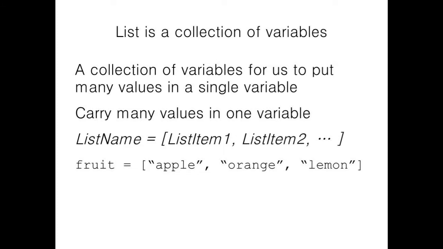In Python, we use a square bracket to declare and initialize the value for a list. So in this example, we declare a list called fruits with 3 values, namely apple, orange, and lemon.